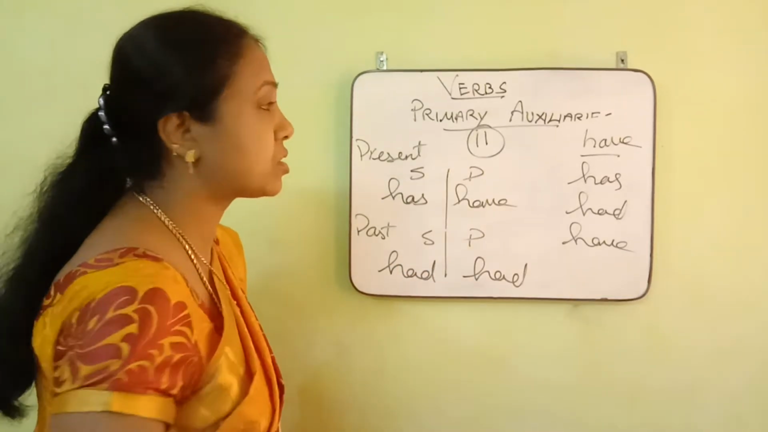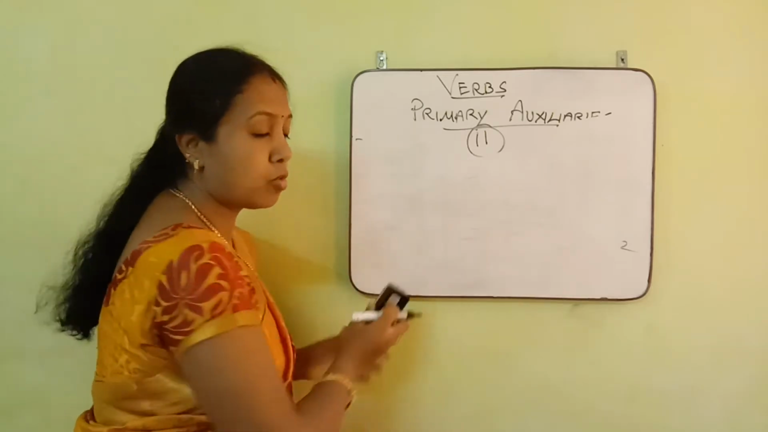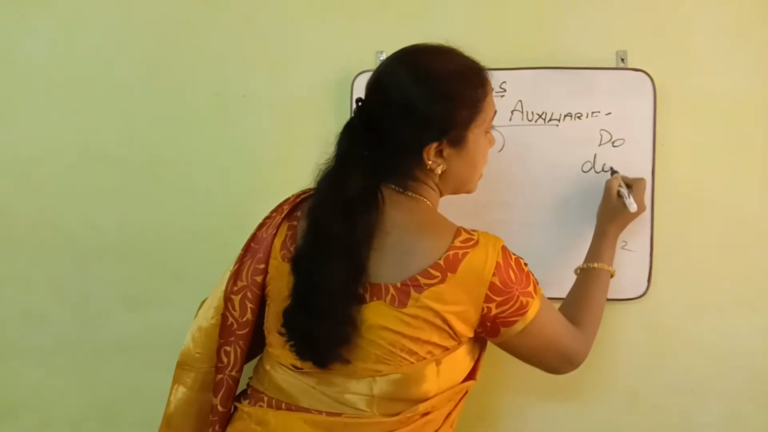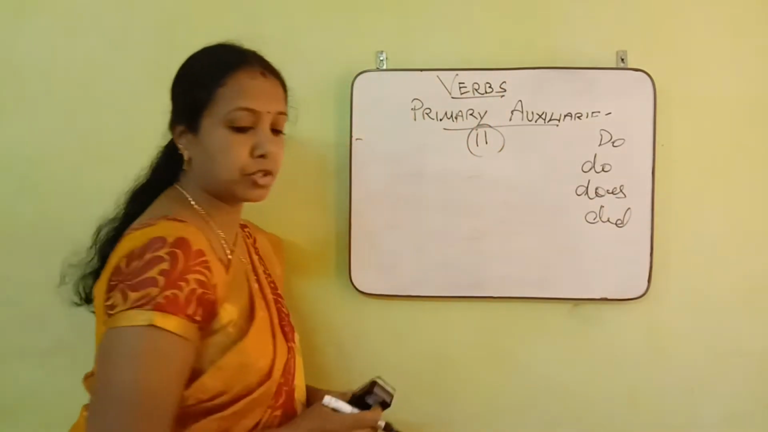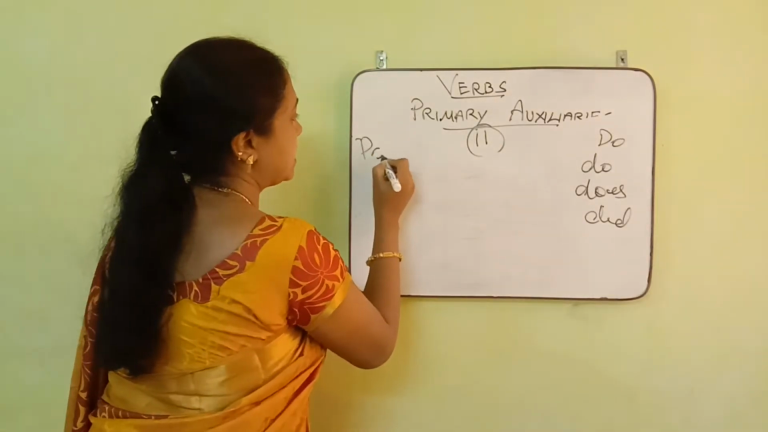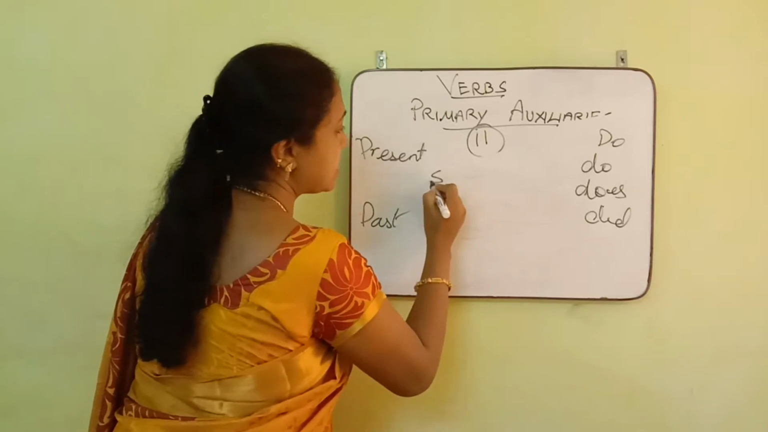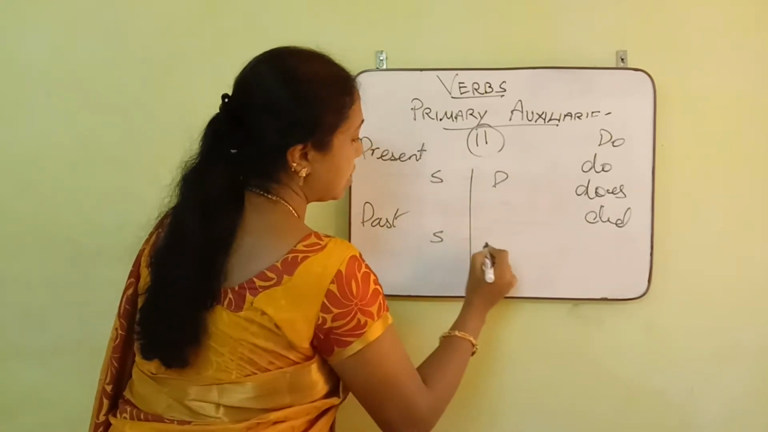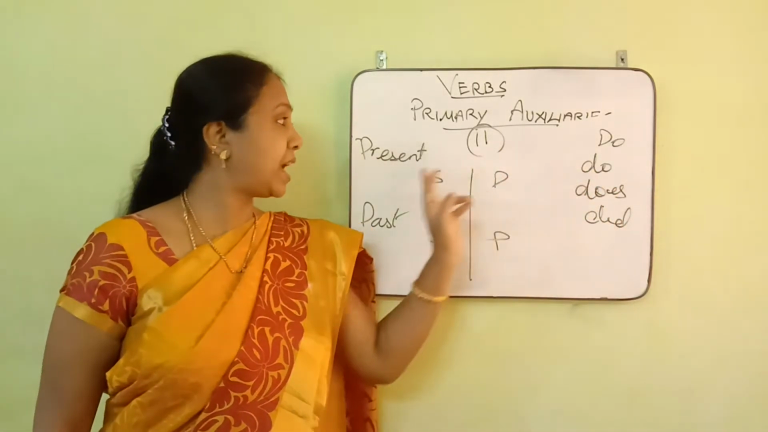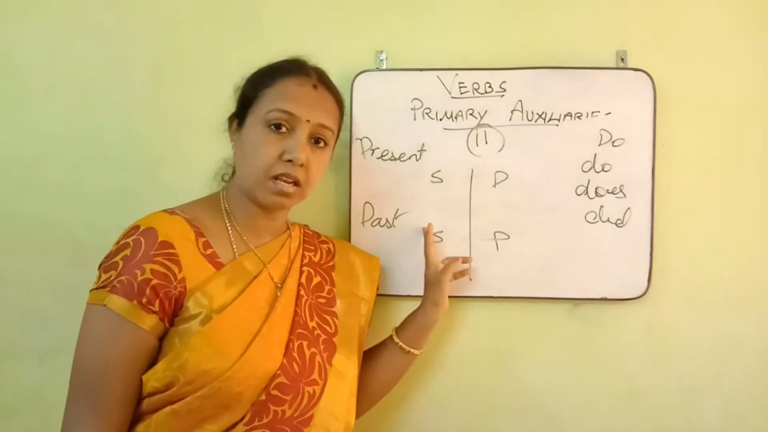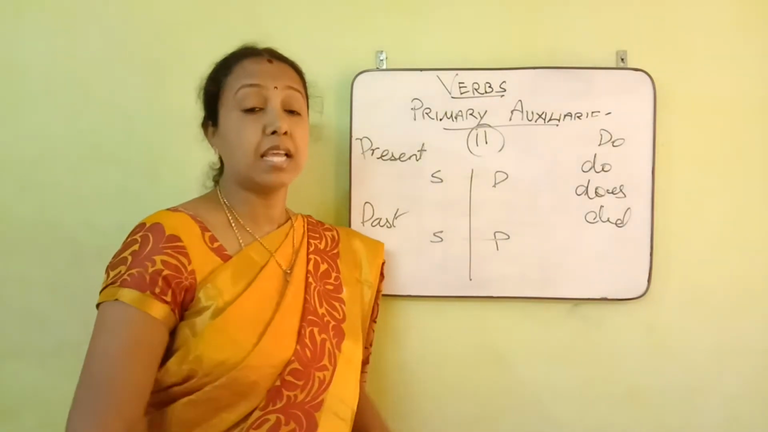Now let us talk about the next verb form, do. What are the do verb forms? Do, does and did. These are the do verb forms. Present tense, singular and plural. Now, where will "do" come? Whether it will come in singular or in plural, and what will come in past tense for singular and plural.